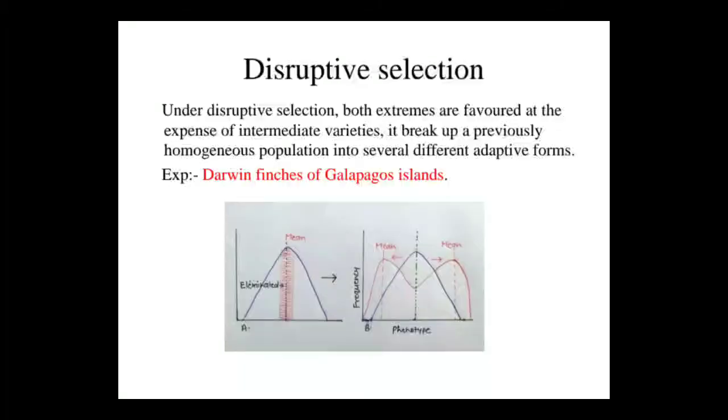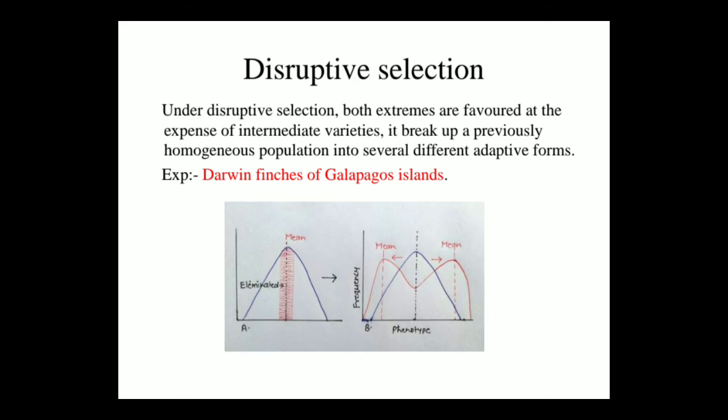Disruptive selection. Under disruptive selection, both extremes are favored at the expense of intermediate varieties. It breaks up a previously homogeneous population into several adapted forms. Example: Darwin's finches of Galapagos Islands, in which one ancestral species diversified into several species due to their different feeding habit and habitat.